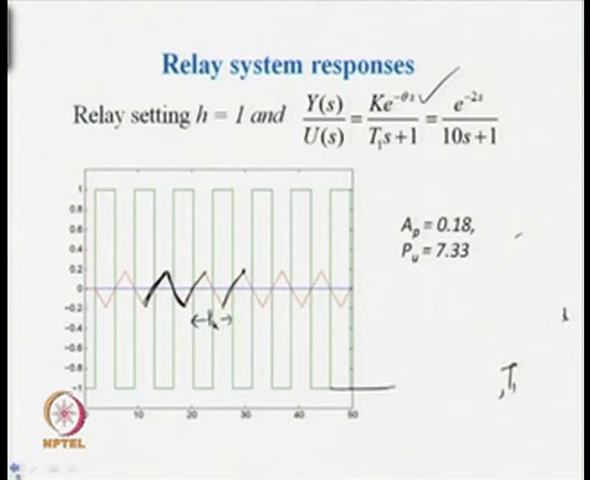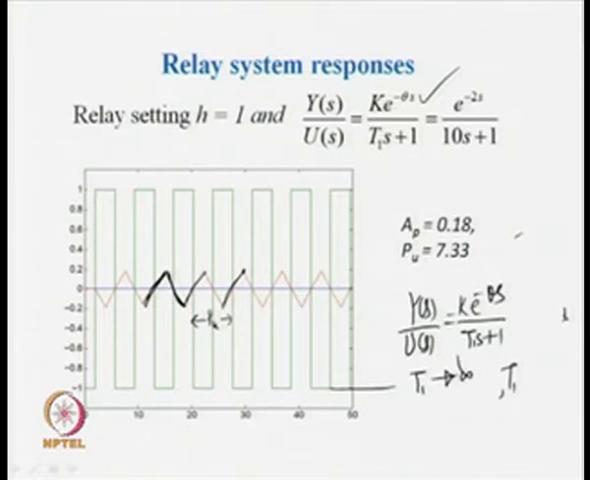So, interestingly, what one can see from here, if I take some limiting values, we know that Y(s)/U(s) is equal to K e^(-θs) / (T1 s + 1). When T1 assumes a large value, then this can be approximated to the form of K e^(-θs) / (T1 s), since T1 is a large value.